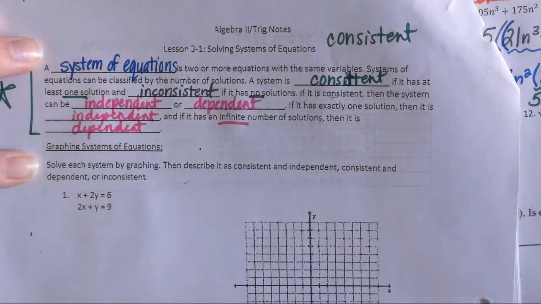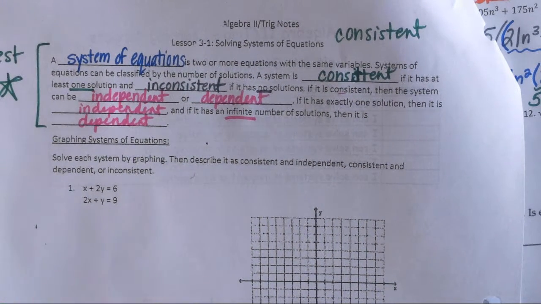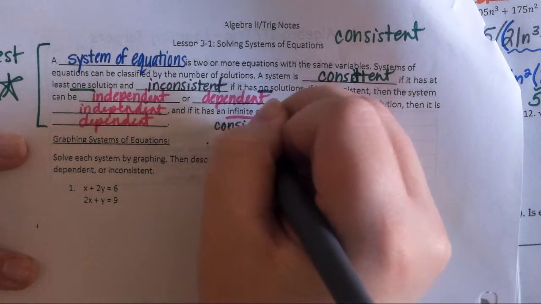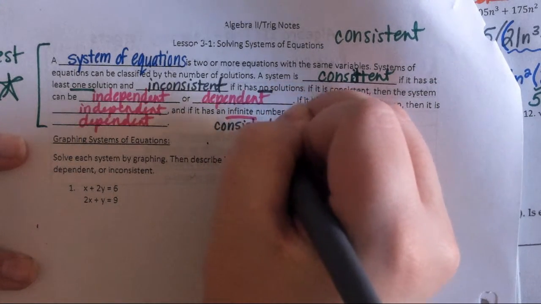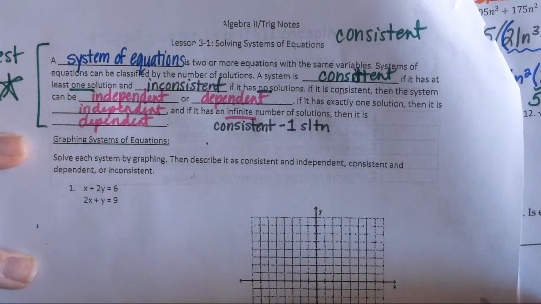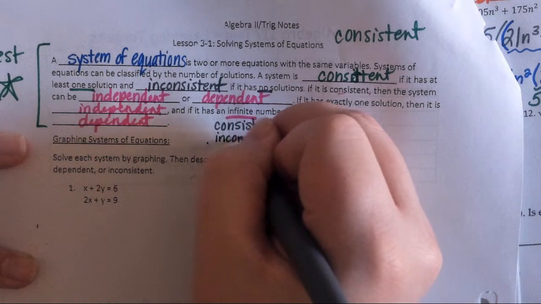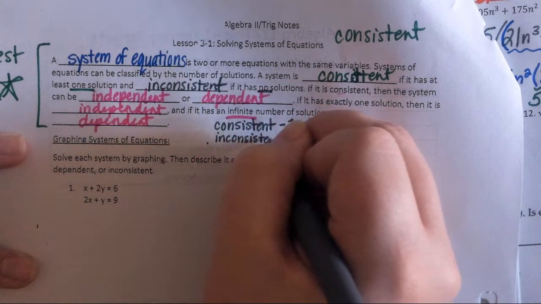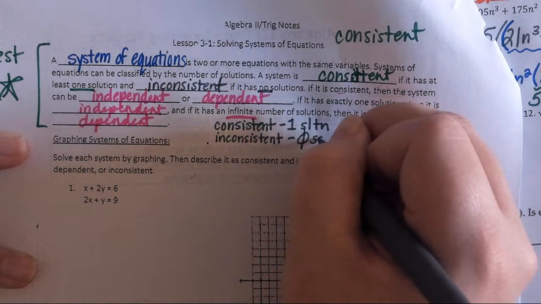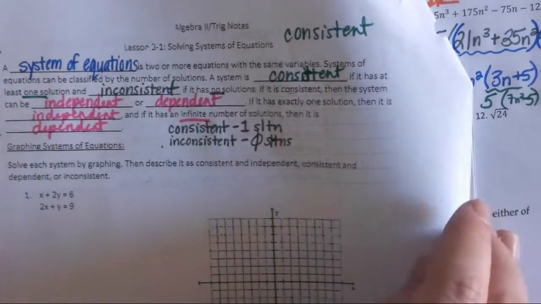I don't know about you, but paragraphs don't really work for me. So I have to make myself a list. That's what I have on my little post-it to keep me straight. So consistent is one solution. I don't spell out solution, I just put SLT in. Inconsistent, no solution, so 0 solutions. I just put a mark through it so no one would think that was the letter O.